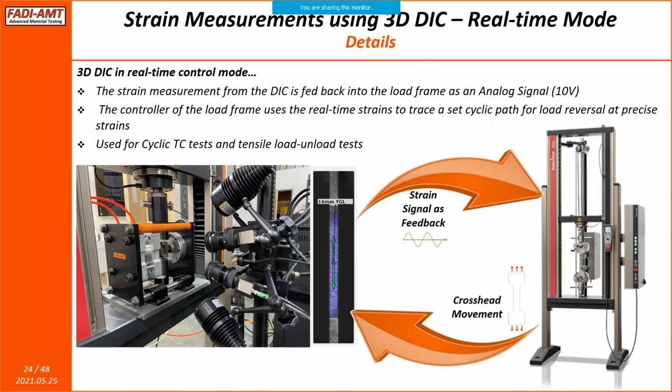Now, what exactly is real-time mode that I've been talking about for the last 10 minutes? Real-time mode DIC is that the DIC is capturing the images, and also processing the images and getting the strains out in real time. And those strains over this 16 millimeter long extensometer are converted to an analog signal and fed back into the load frame controller. Now the load frame controller, instead of taking the crosshead movement as its reference, uses these strains to trace a set cyclic path for load reversal at precise strains. This type of real-time mode was used for cyclic TC tests and the uniaxial tensile load-unload tests.